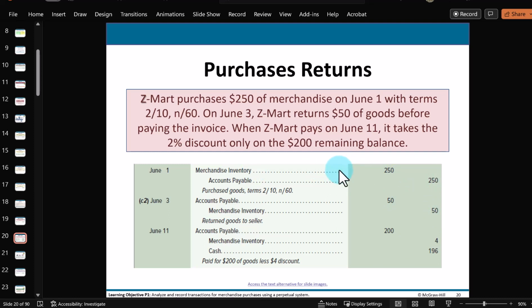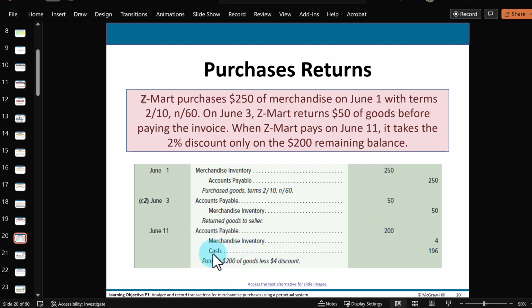Now, when we bought the merchandise here back on June 1st, there were terms of 2, 10, net 30, a 2% discount if we pay within 10 days of June 1st. So let's go ahead and pay off our bill here 10 days later on June 11th. So we're going to reduce the liability for the remaining amount we owe, not 250, because remember, we already reduced it by the item that was returned by $50. So zero out the liability, debit liability.